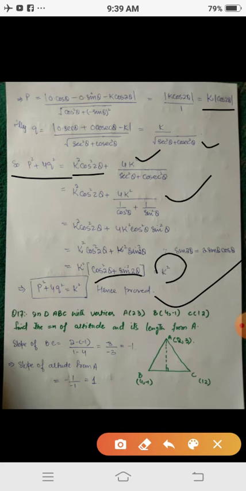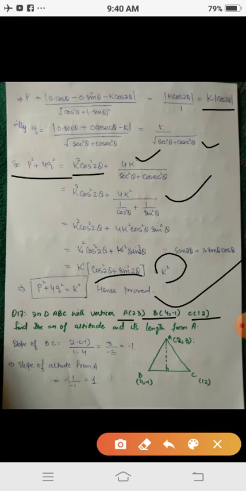Now question number 17. We have a triangle with vertices A(2, 3), B(4, -1) and C(1, 2). Find the equation of the altitude from vertex A and its length. Altitude simply means a perpendicular, and here we have to draw this perpendicular from vertex A. This means that we draw a perpendicular from A to the side BC, which is the altitude from vertex A.